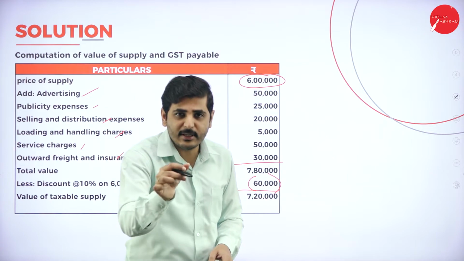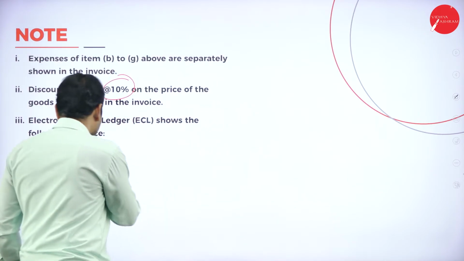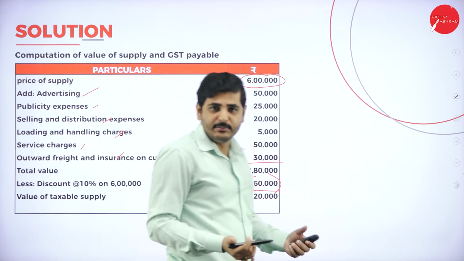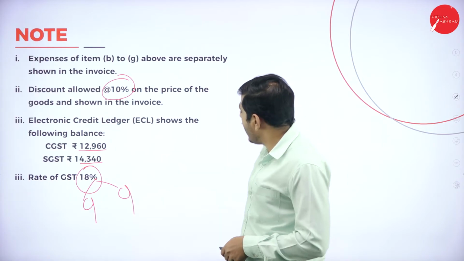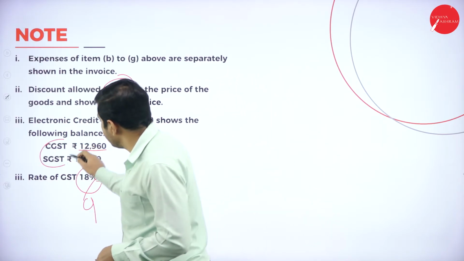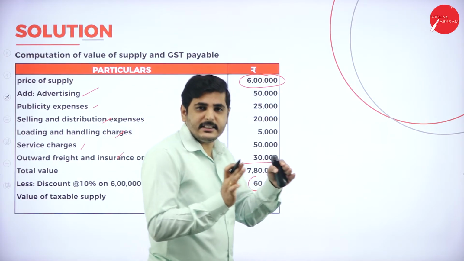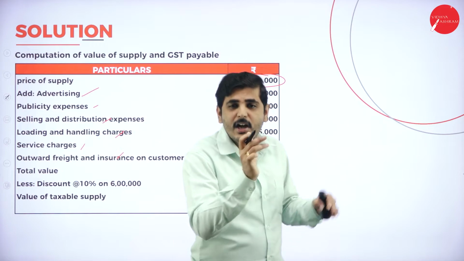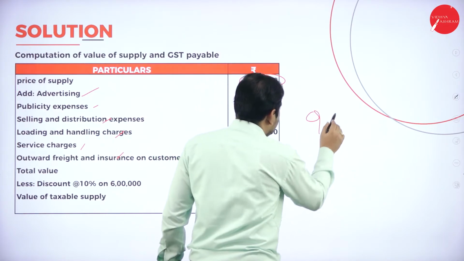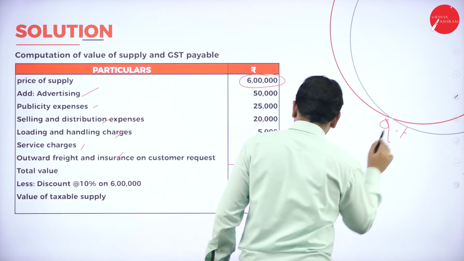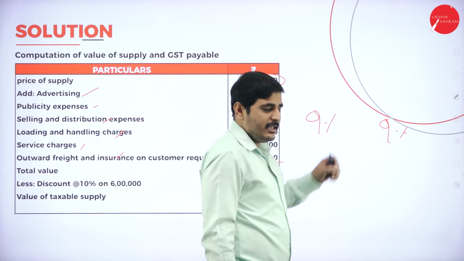On the total value of the supply, we should calculate the GST. What is the rate of GST? GST is 18%. It is an intra-state supply, meaning within the state, since they have given CGST and SGST. Since it is intra-state supply, 50% is CGST. 50% of 18% means 9%. So 9% is CGST, 9% is SGST. Out of 7,20,000, 9% is CGST and the remaining 9% is SGST.